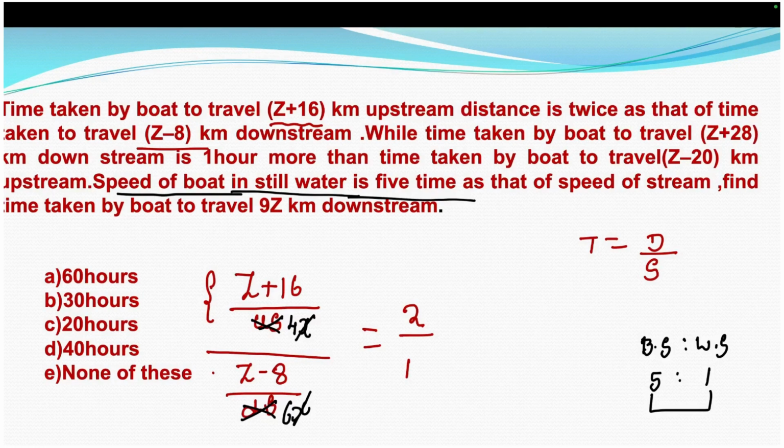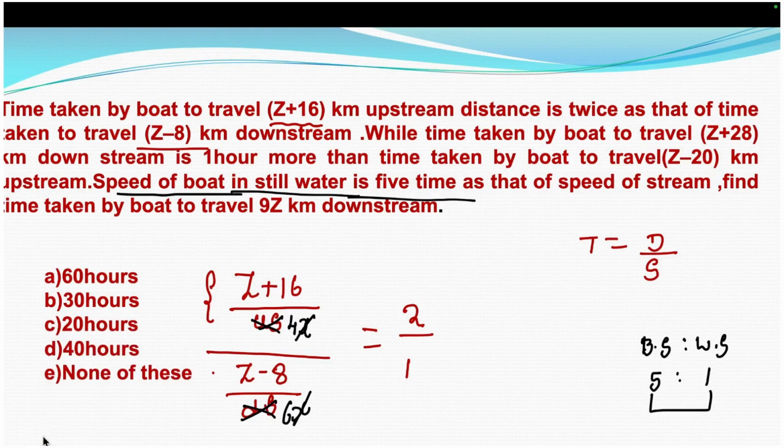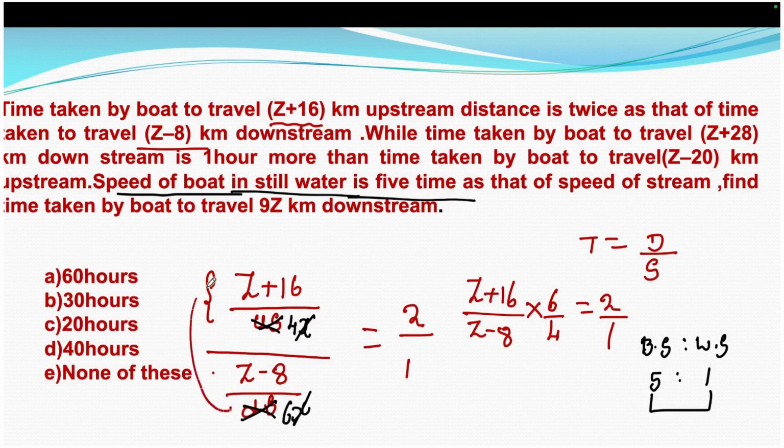Nothing is wrong. Now, you do cross multiplication, because this is a mains question, you have to do it properly. If I shift it above, that equation I can write one more time: Z plus 16 divided by Z minus 8, it will be inverse, 6 by 4 is equal to 2 by 1. I can write that equation, which means you have to multiply this and this, and this and this. Then your answer will come.